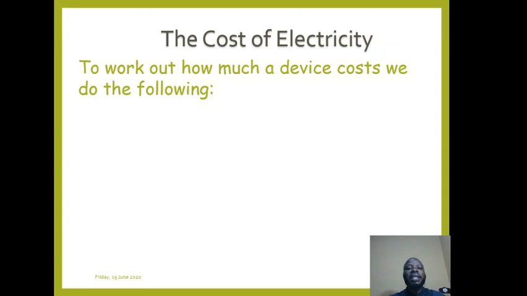So to work out how much a device costs, whether it is a bulb you have at home, a refrigerator, a television set, a DVD set, or any kind of gadget at home that is consuming electricity.